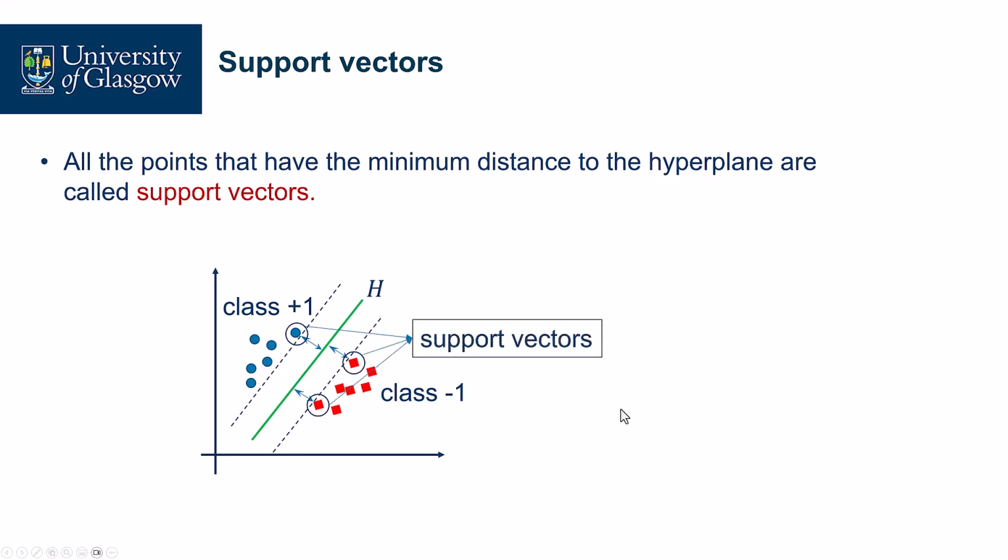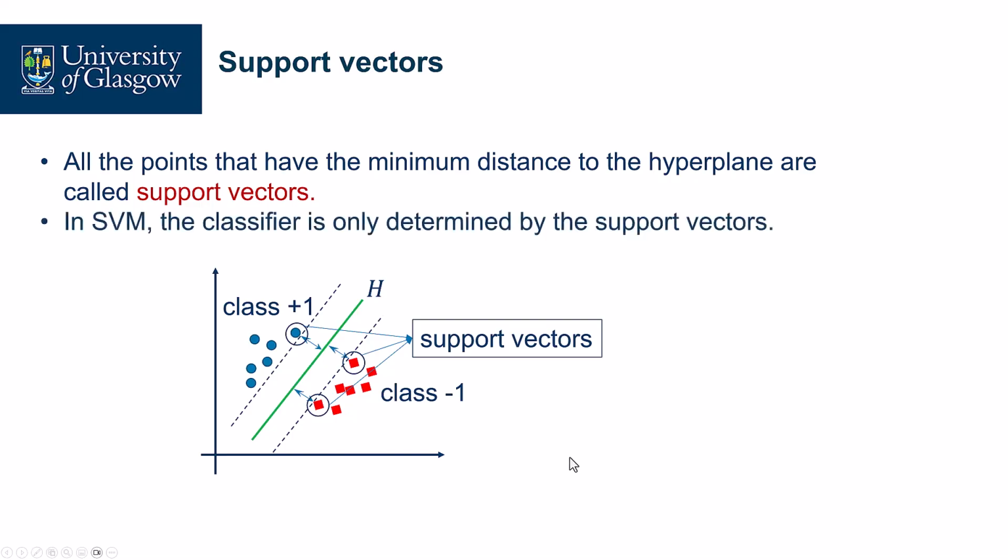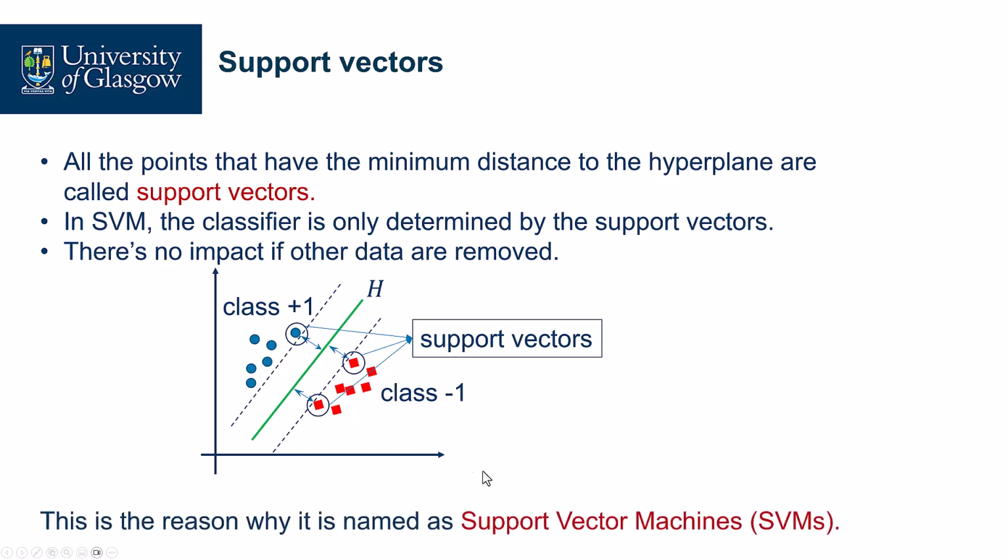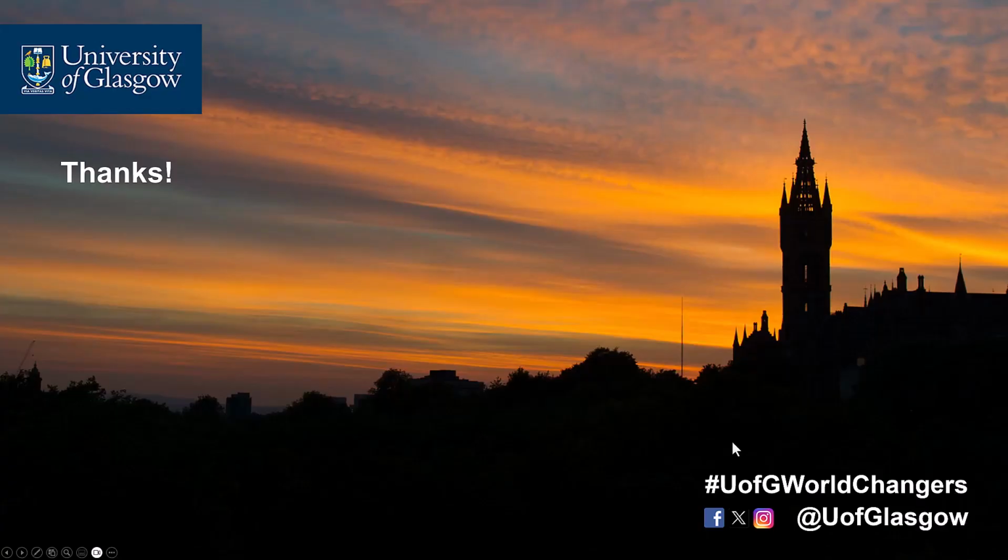Support vectors mean the support of SVM. The other data, for example those here and here, do not affect the SVM decision. Even if we just remove them, it's okay. That's why we call this algorithm support vector machines, SVMs. These are the basic concepts for SVM, and then we will see how it works in the next session.